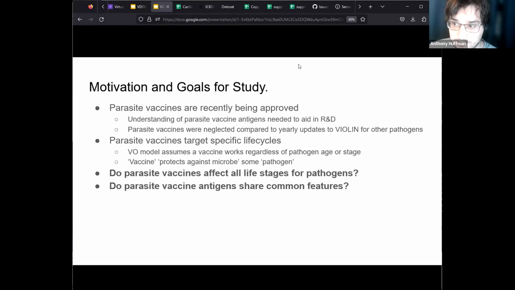Since we're seeing that some of these parasite vaccines are targeting specific life stages, we wanted to take a look and see whether all the parasite vaccines we have affect all of the life stages, or whether, as a study says, it only affects the sporozoite life stage, that specific one. Additionally, we're hoping that with the collection of further vaccine data, especially for parasites, we can start to find some common features within these parasite antigens in order to further aid R&D and a better understanding of what makes a good vaccine for parasites.